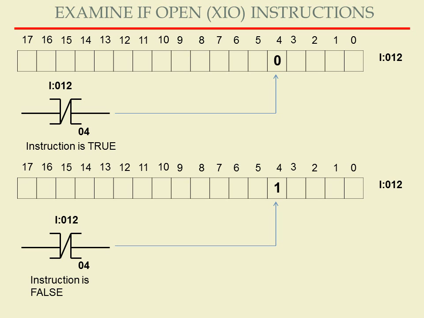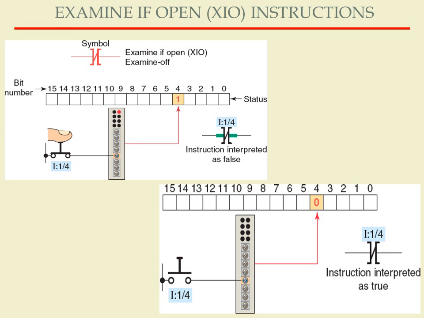Next, XIO, that is the examine if open instruction. If this instruction is true, then in 04 0 is stored. If it is false, 1 is stored. So here is the pictorial representation for that. Examine if open, if it is interpreted as false, then 1 is stored, and if it is interpreted as true, 0 is stored in bit number 4.